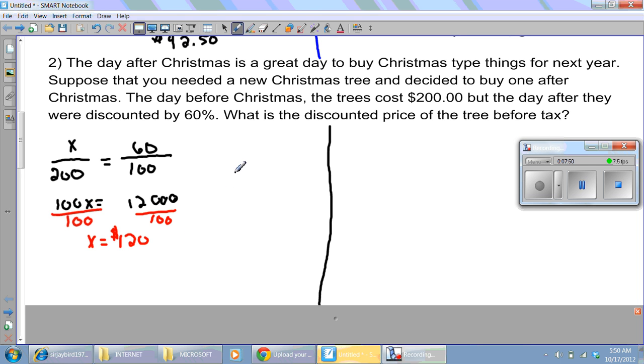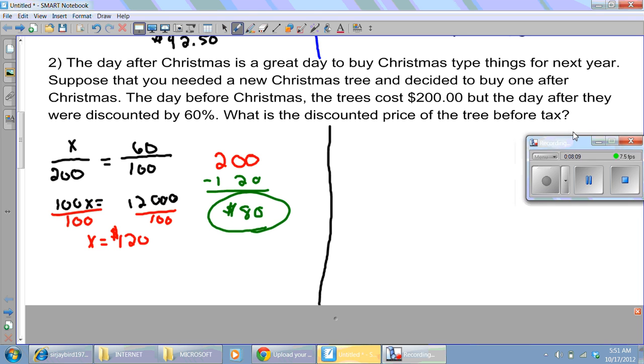Now, remember, that is not the answer to the question. I have to take the original price of $200 and I have to subtract $120, and that will give me the price of $80 for the Christmas tree. Pretty good discount. Pretty good discount.